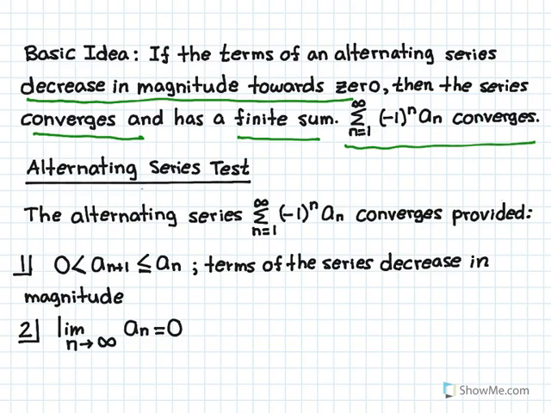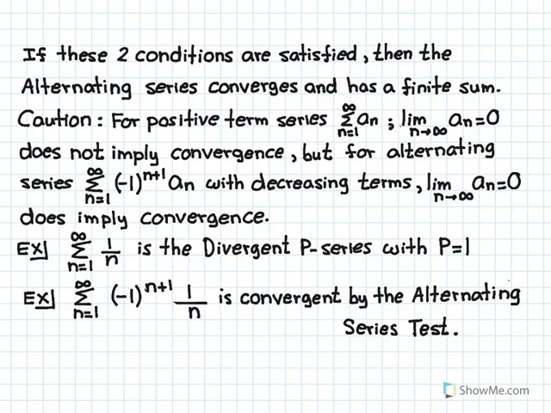So let's look at the formal definition of the alternating series test. The alternating series summation n equals 1 to infinity, negative 1 to the power of n times a_n converges provided it satisfies these two conditions. a_(n+1) must be less than or equal to a_n. That means the terms of the series must decrease in magnitude. And the limit as n goes to infinity of the nth term a_n must be equal to 0. If the alternating series satisfies these two conditions, we say the alternating series converges. All right, and it has, of course, a finite sum.